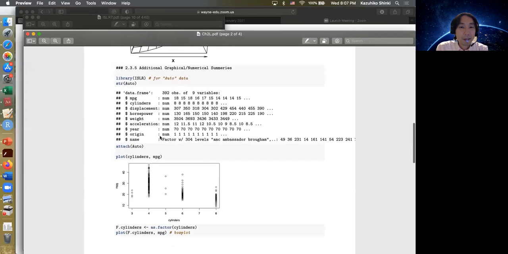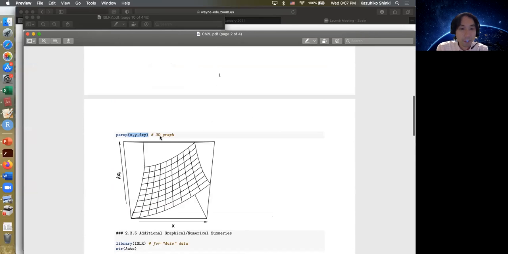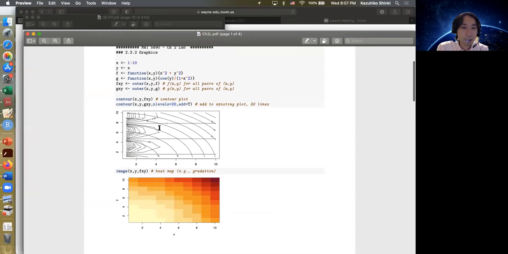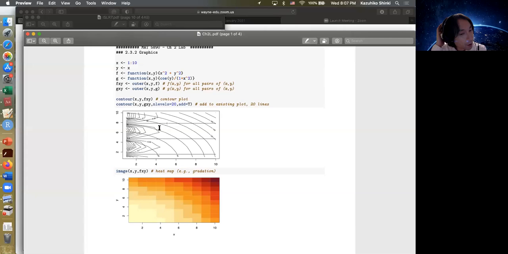Okay, then, have you ever seen these 3D graphs, contour plots? Yes, I've seen graphs like these before. Oh, okay, that's great. When did you use it?